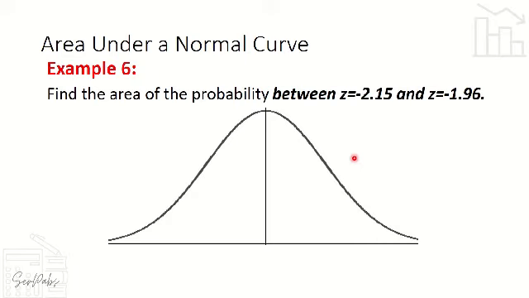Example number 6. So, find the area of the probability between Z is equal to negative 2.15 and Z is equal to negative 1.96. So, first thing to do, let's locate the Z-score in our given normal curve. So, we have the Z-score of negative 2.15 and negative 1.96 and then shade the area kung saan hahanapin natin yung kanyang probability. So, ito yung area sa pagitan nilang dalawa. So, yan yung shaded area natin. Then, after that, we will get the probability of negative 2.15 kasi mas mataas yung probability niya. And then, ibabawas natin yung 1.96 kasi kailangan natin ibawas itong walang shade, itong walang laman.